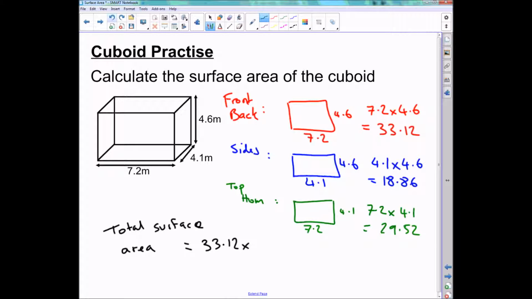Now to find the total surface area, remember I'm going to take each of these areas, so starting with the front and the back, multiply it by 2, and then add it to each of the other areas. So I've got to do 18.86, the sides, multiply it by 2, and add the top and the bottom, 29.52 multiplied by 2. So I'm going to type this whole thing into my calculator, and I get the total surface area coming out as 163 meters squared.